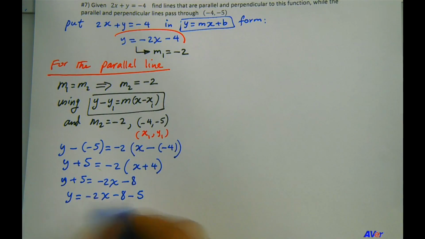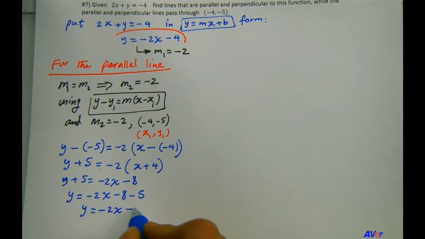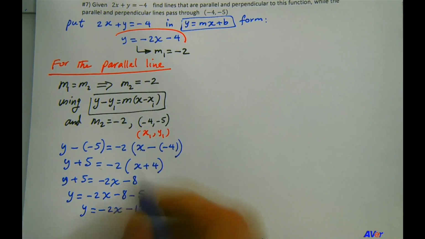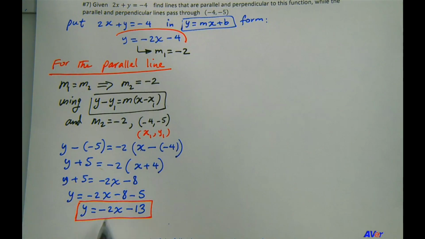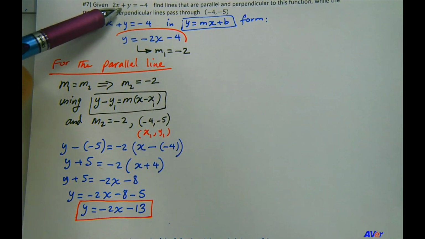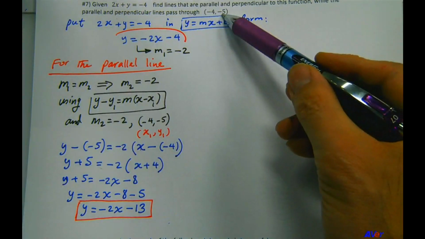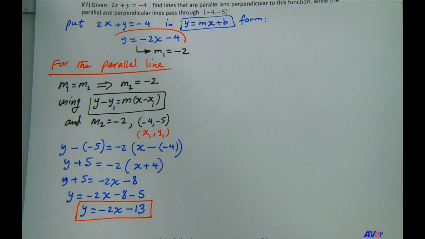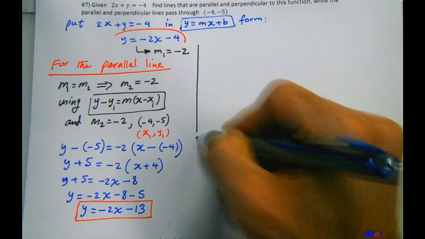So now we have y equals minus 2x minus 13. And that is the equation of the parallel line. Okay, so this equation is parallel to that equation, that one, and it passes through this point. Okay, that's the idea. So let's find the perpendicular line.